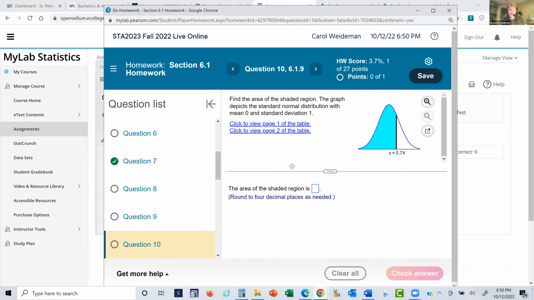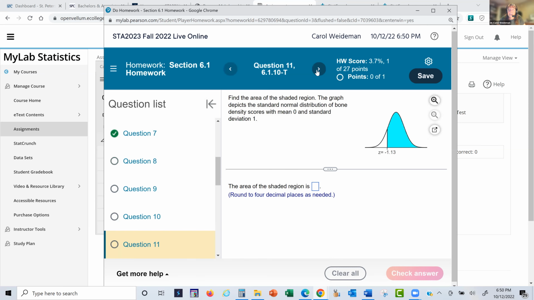So here are the ones we went over in 6.1, just like I showed you with pictures. The colors are different, but you want to find the area here to the left of 0.74 for the z-score. They give you links to the tables. You don't want to do that. You want to use StatCrunch. Definitely. You don't want to use the tables. It'll take you forever. Then you have an area to the right, just like I did. And then you have an area between.